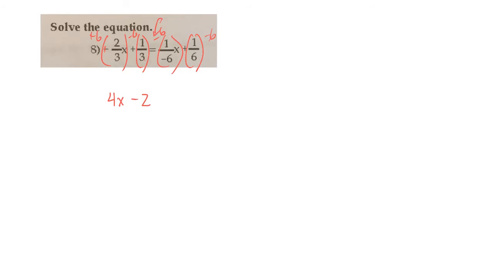So this would be minus 2 equals. The negative 6 is canceled, so this would just be 1x. And here, negative 6 divided by 6 would be a negative 1. Now gather like terms, so 4x minus x is equal to negative 1 plus 2. So 3x is equal to 1, or x is equal to a third.